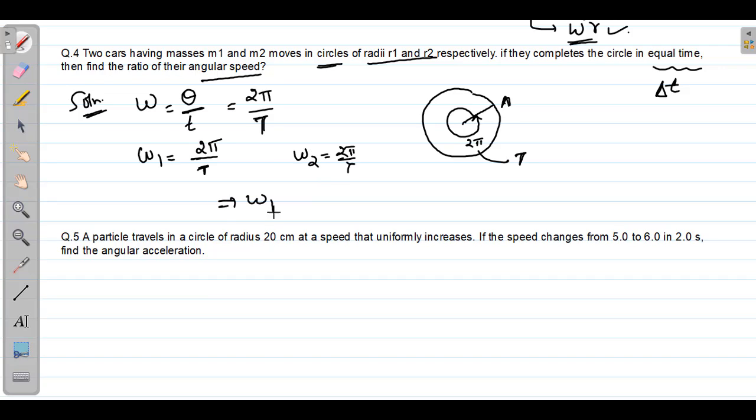This implies that the angular velocities will be equal. This implies that omega 1 by omega 2, the ratio of their angular speed, is 1. This is the answer.